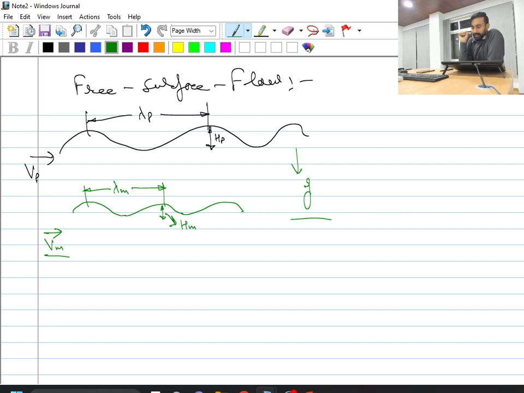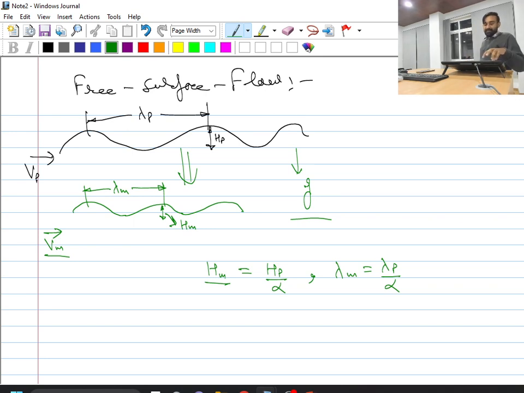And when I am shifting from this prototype to this model, all my length dimensions like hm equal to hp by alpha. So for ensuring geometric similarity, I must have lambda m equal to lambda p by alpha. Is this point clear? Up to this point, is anyone having any confusion?